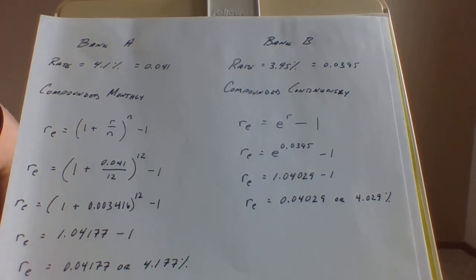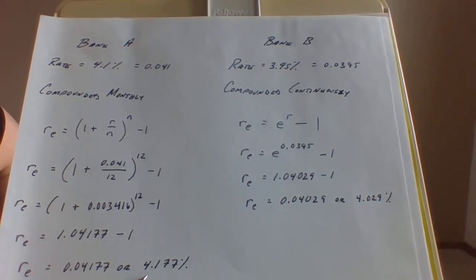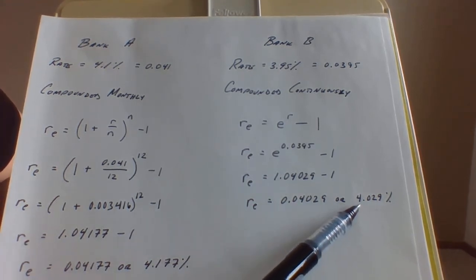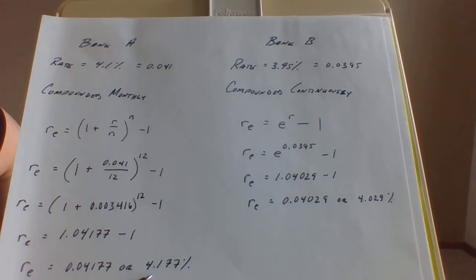Here's the work for both parts of that problem. For Bank A, our effective rate came out to be 0.04177. I went ahead and wrote mine as a percentage, so 4.177%. For Bank B, we got 4.029%. So if we take a look at the effective rates, which one do you think is the better deal? Right, we're going to go with Bank A since it gave us a higher percentage.